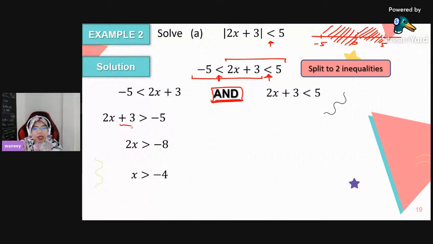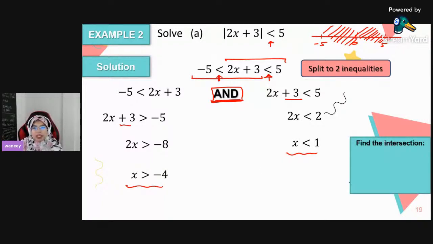So now on the right hand side, I have 2x plus 3 less than 5. So bring positive 3 to the right hand side. So we got 2x less than 2, x will be less than 1. Okay, so the reason why I ask you to write down the word "and" is because once you have the answer on the left hand side and on the right hand side, you should do one number line where you should find the intersection for them. Intersection is because you have the word "and". So kena cari intersection lah.